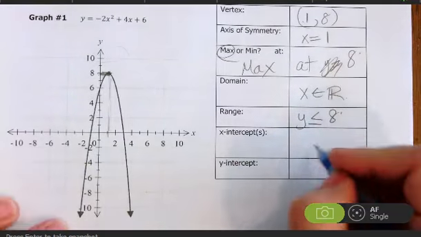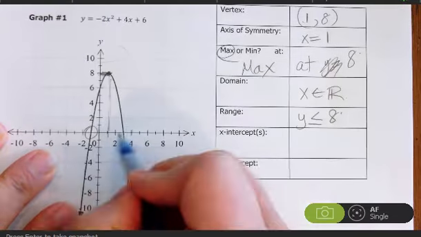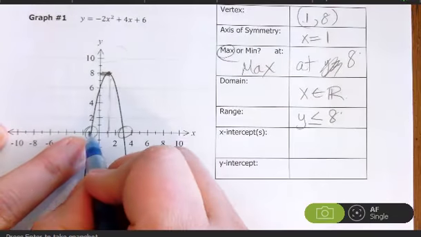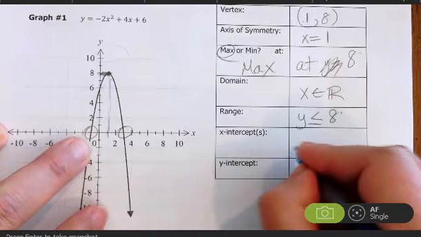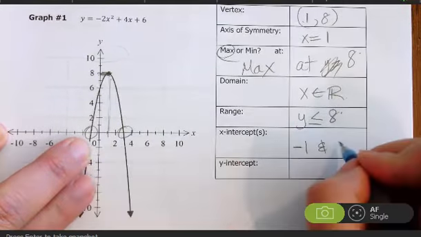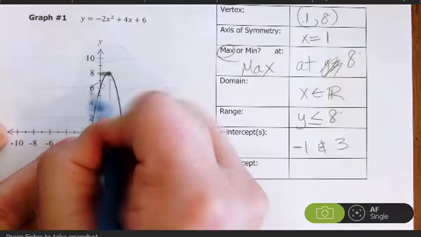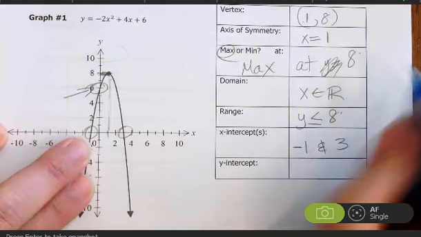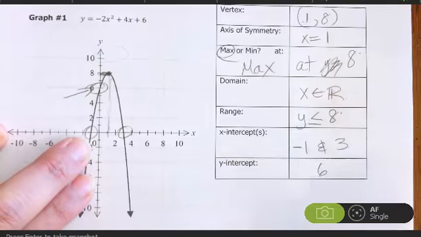My x-intercepts are where I cross the x-axis. So here we can see they are at -1 and at 3. My y-intercept is right here. That is at 6. All right.